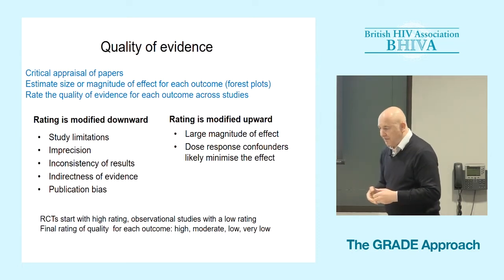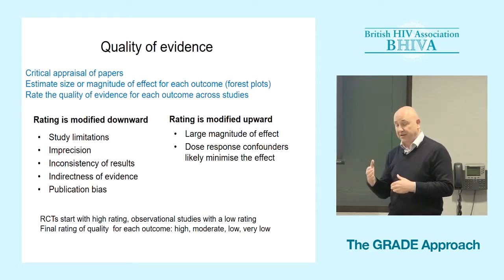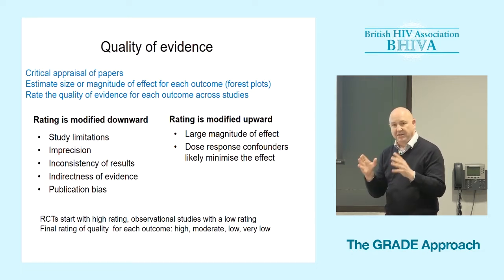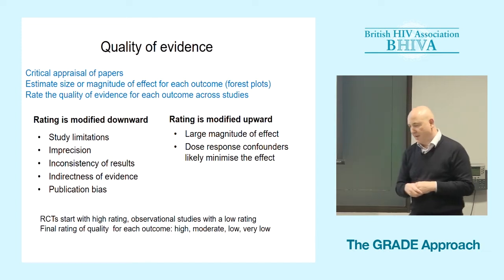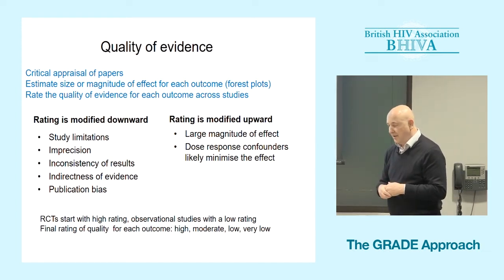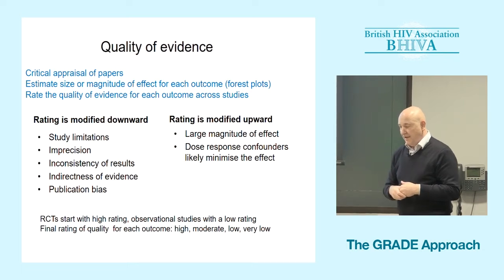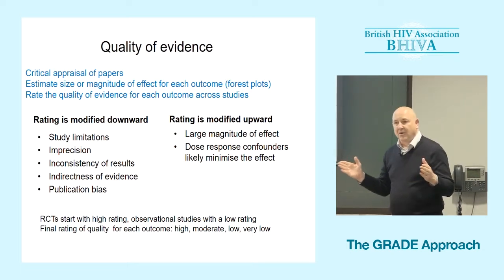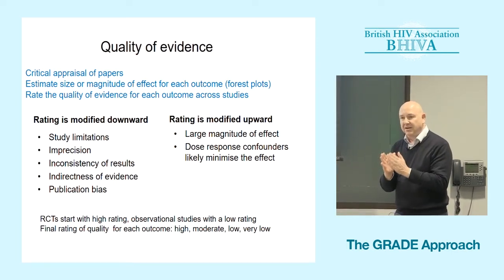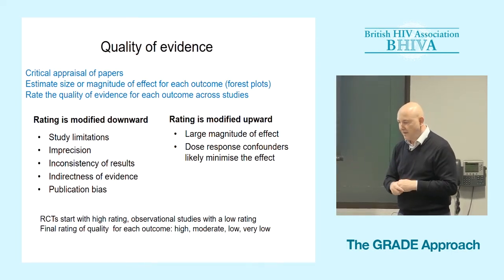Now, a rating is modified downwards if there are study limitations such as loss to follow-up, or it's not blinded, or those sorts of major study limitations, or the study was ended prematurely for various reasons. Imprecision would be if your confidence limits are quite large. So your estimate of effect is such that you can't really be very precise in terms of the magnitude of that effect.